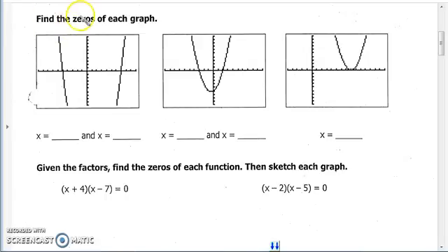So let's find zeros of each graph. Look at these three graphs. Where are the zeros of the function? If you look here and here, it's a continuing U-curve. These points are zeros, okay? These are called x-intercepts, where the graph is crossing the x-axis.